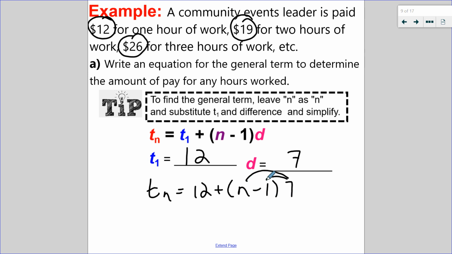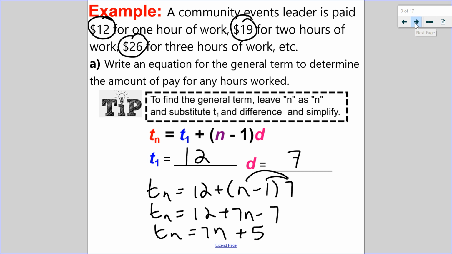So I want to simplify this, so I'll distribute that in. So my nth term is 12 plus 7(n minus 1). So that's just 7n, and then 12 take away 7 is 5. So this is my general term, 7n plus 5. So let's use that to answer a couple questions.